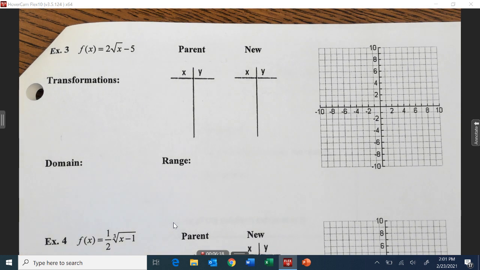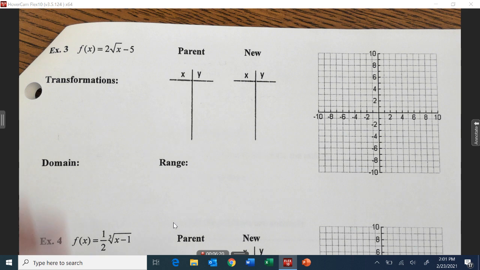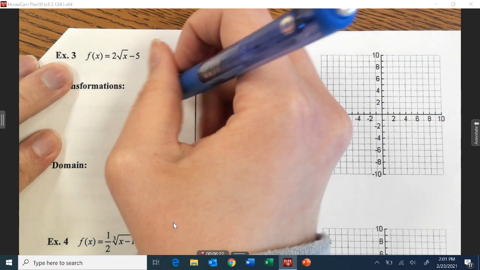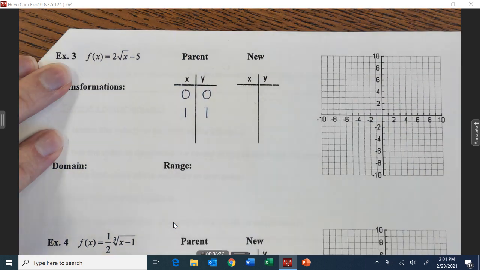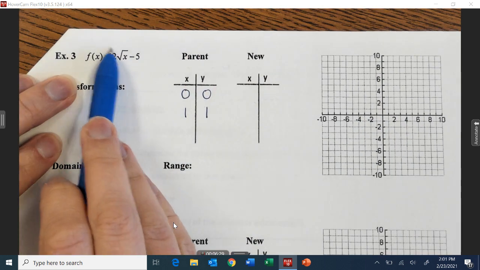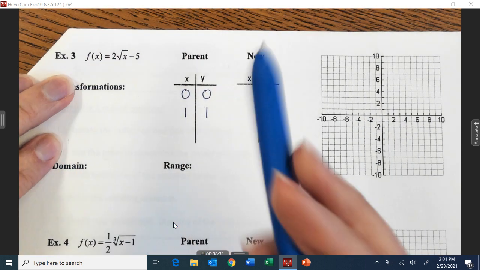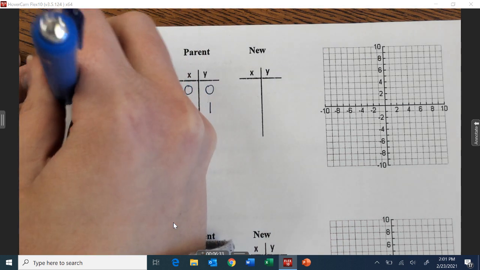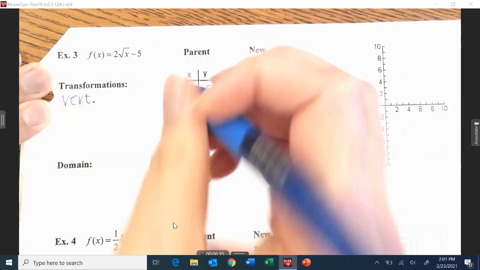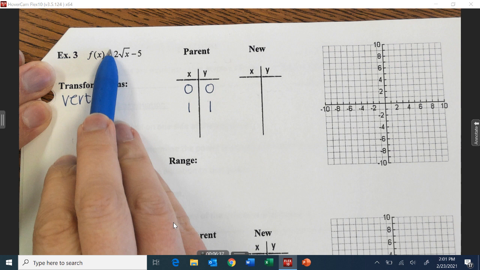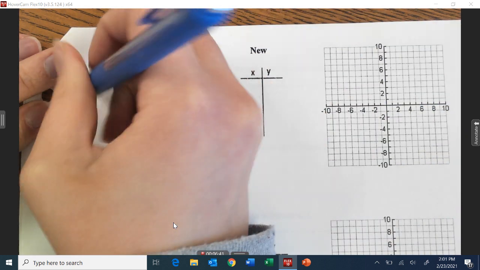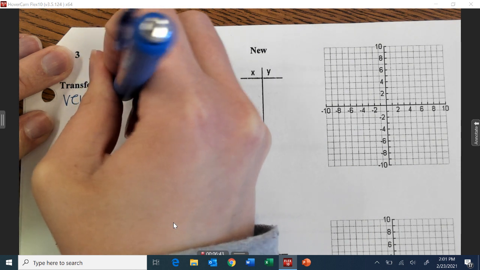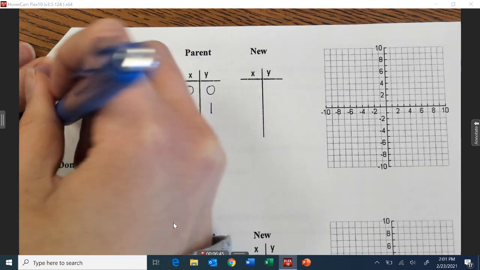All right, third example, starting with 2 parent points, because it's the square root function, 0, 0, and 1, 1. This 2 on the outside is being multiplied. I know outside means it's vertical. Vertical is always what we expect, so this 2 is bigger than 1. It would make you think to stretch, and we are going to stretch. It's a vertical stretch by 2.